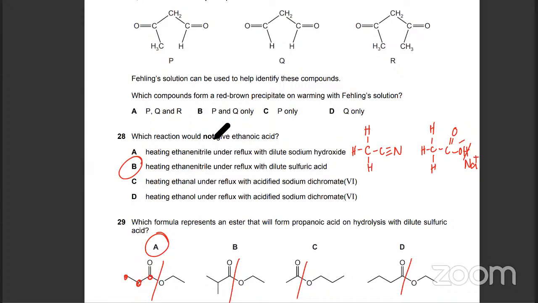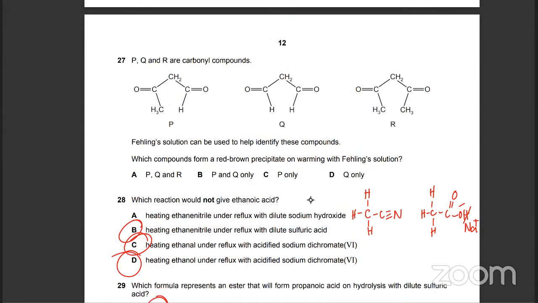So the rest of the 3 will work. Ethane nitrile, if you heat it with sulfuric acid, will give you carboxylic acid. It's the same reaction, except you will get carboxylic acid. Ethanol under reflux with dichromate(VI) gives aldehyde, and obviously carboxylic acid. Ethanol, a primary alcohol, refluxed with dichromate(VI), will also give you carboxylic acid. So these 3 are fine; the first one is the wrong one.